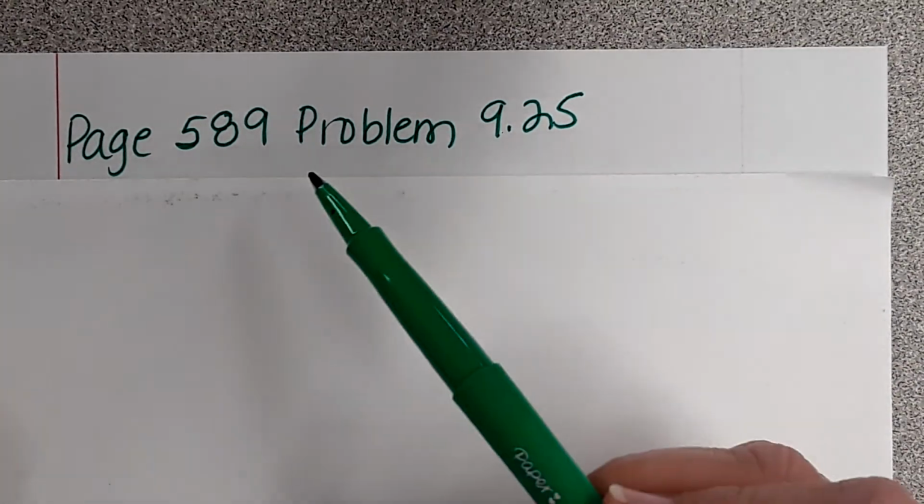Okay, e-learners, in the Blue Book on page 589, I'd like you to do problem 9.25. Not you, Vivian, Cameron, but okay?